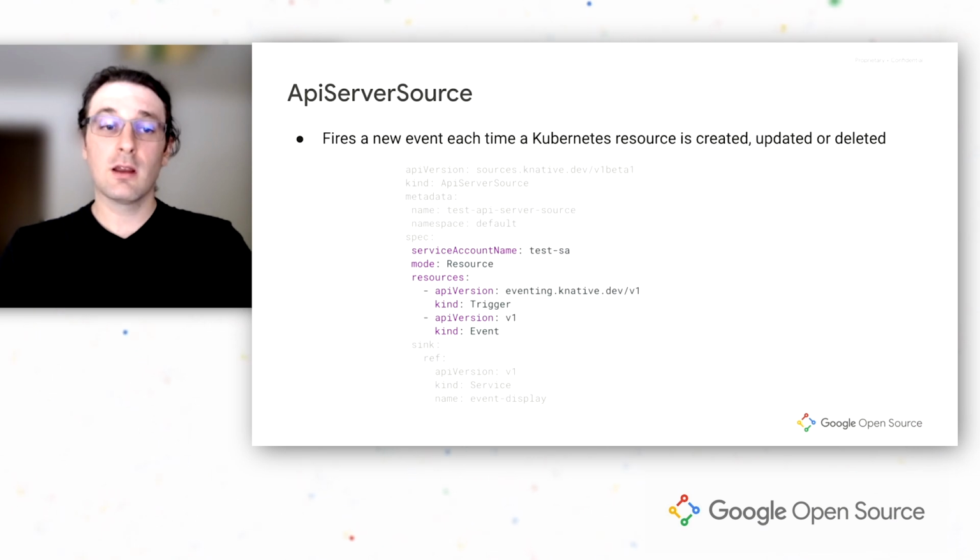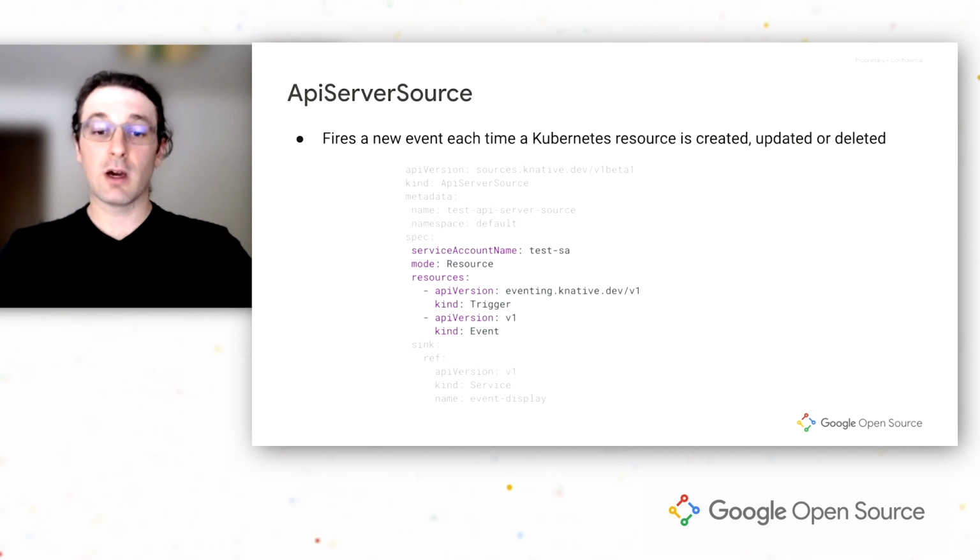In order to create an API Server Source, you can specify the highlighted attributes on the slide. The service account name is the Kubernetes service account that this will run as. Because this uses watches against the Kubernetes API server, it needs to have sufficient RBAC permissions to do so. The mode, either resource or reference, describes whether or not the event itself should contain the entire resource that's being modified, or whether just a reference to that resource is going to be in the event. Finally, there's a list of resources that are actually going to be watched.